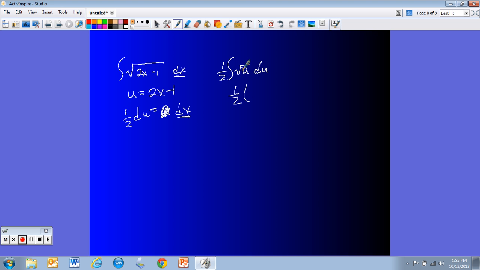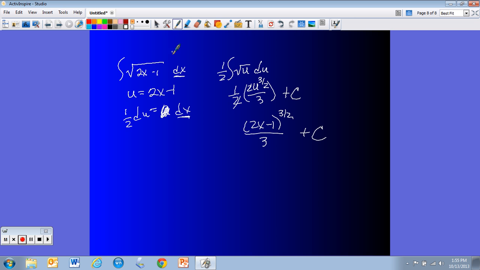We're going to integrate that, and we pretty much memorized this one by now, probably. U to the 3/2 times 2/3. Let's see. And then I'm going to clean up my fraction, cancel, cancel, and I'll plug in my u. 2x minus 1 to the 3/2 all over 3 plus c. Alright, so hopefully you're feeling good about that and it's not too terrible.